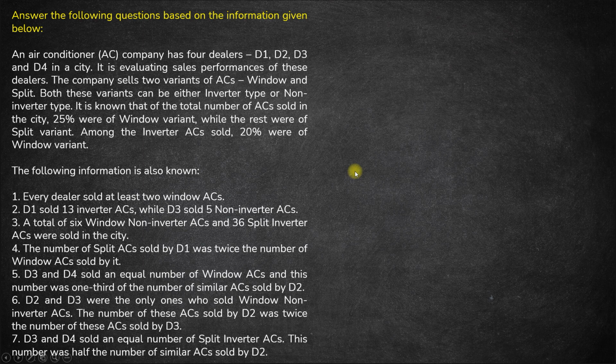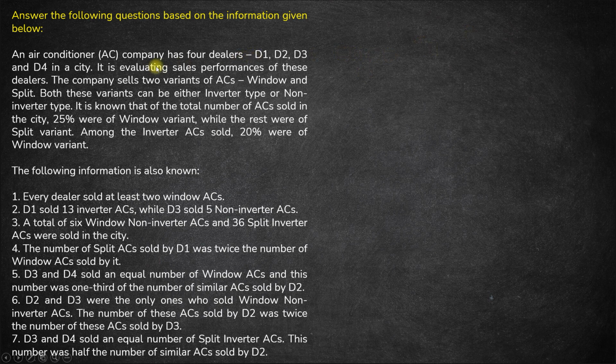Hi. Now coming to this set, it talks about various kinds of ACs that are sold by 4 dealers D1, D2, D3, D4. So the set itself is not very difficult. It's just that there is a lot of information and you have to correlate the information that is given. Okay. So let's look at what this information is.